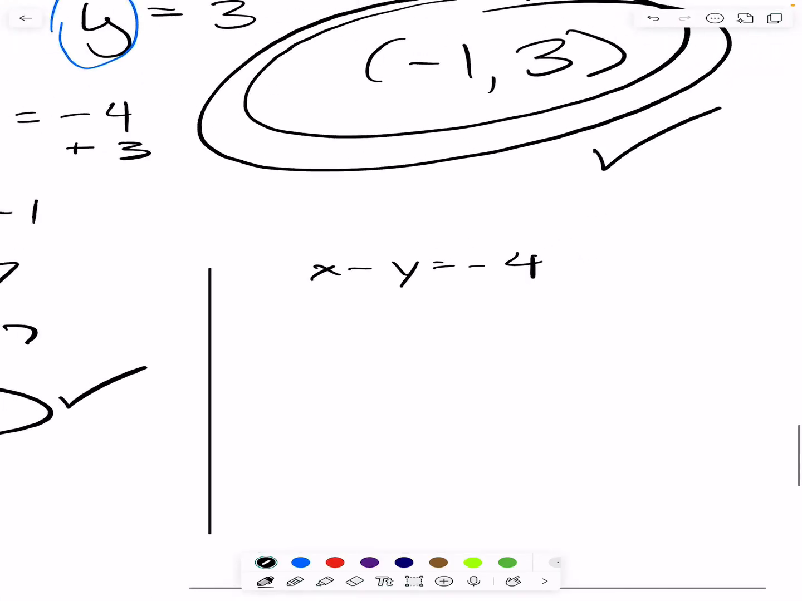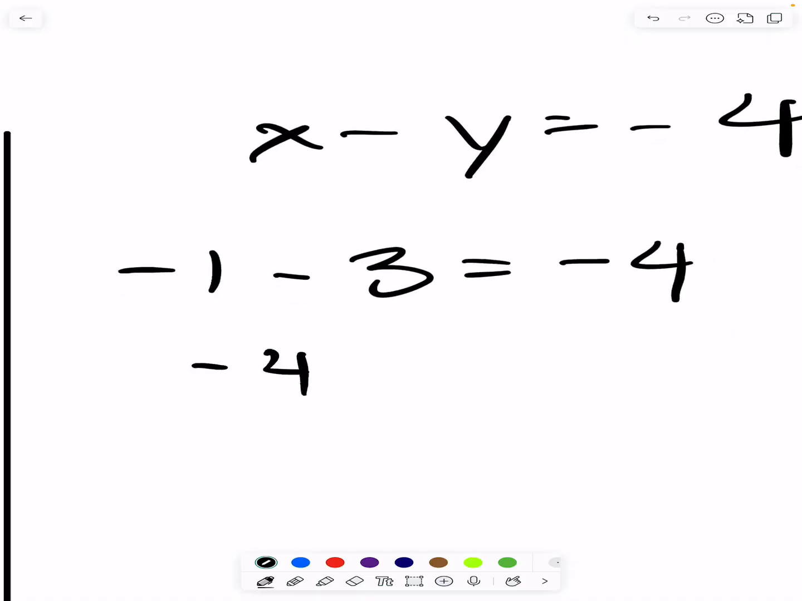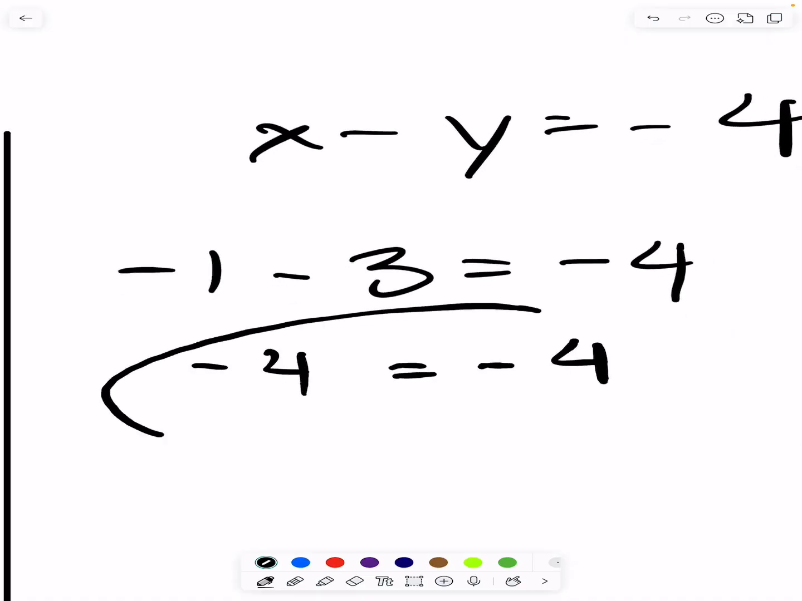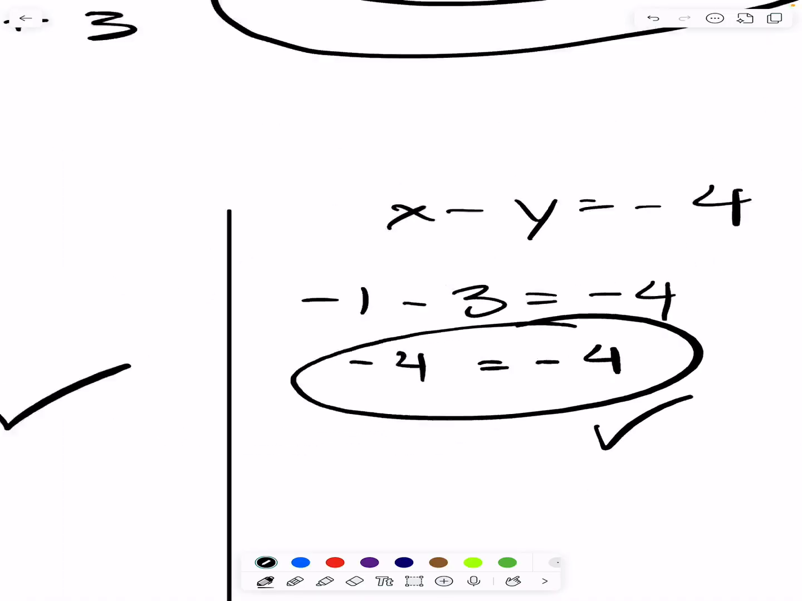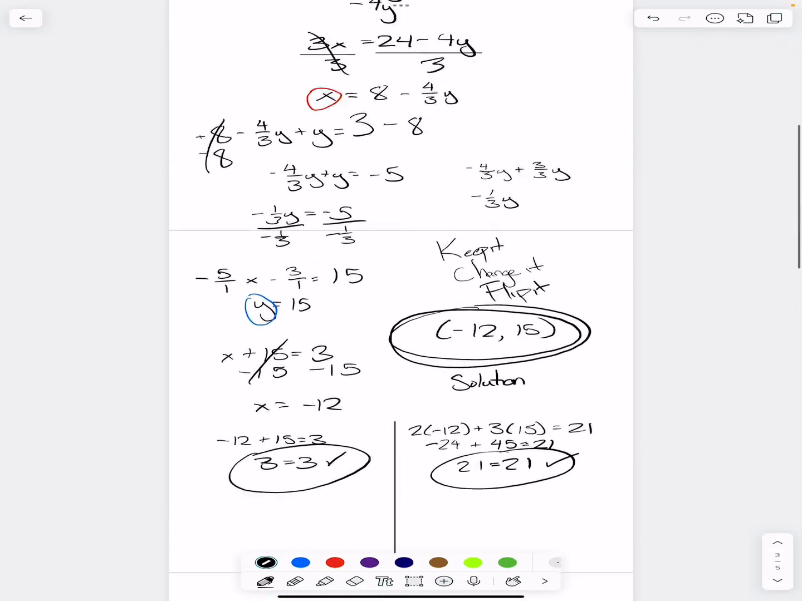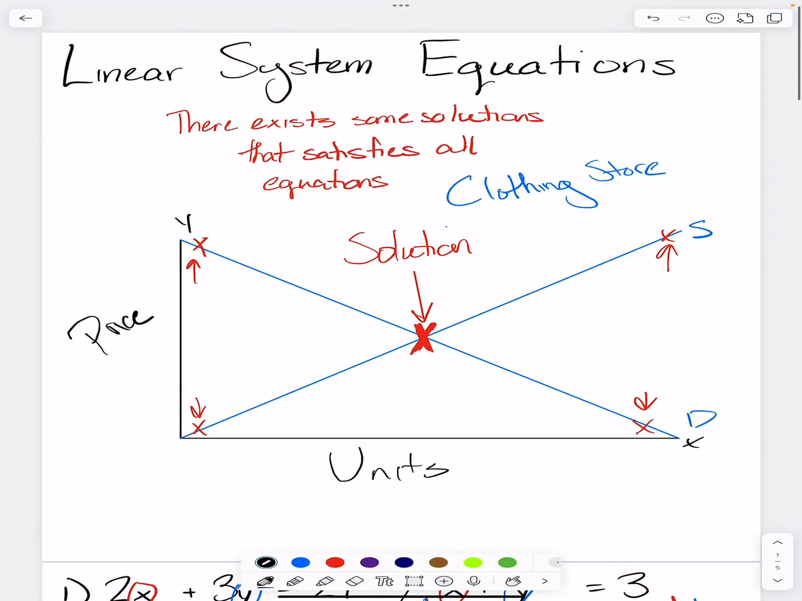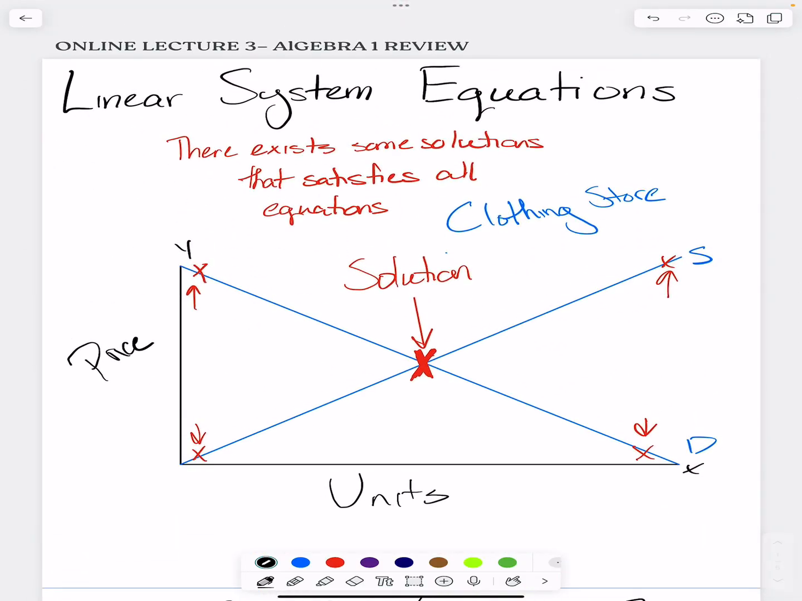Take a look at this one. We have negative 1 in for x minus y, so minus 3, that equals negative 4. Negative 1 minus 3 is negative 4, equal to negative 4. Yes, that is also a solution. So if we take a look back at our context in the beginning, our solution means that we have found the optimized point for both linear equations.